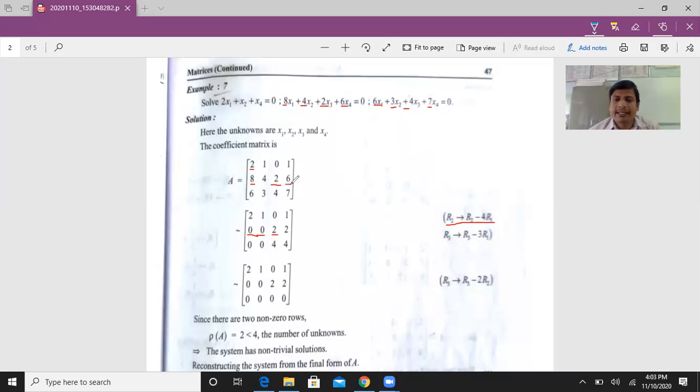Next 6 is there. Okay, R2 is 6. 6 minus 4 into 1. 4 into 1 is 4. Then 6 minus 4 is 2. Okay. Next R3. R3 is 6, 3, 4, 7 is there.